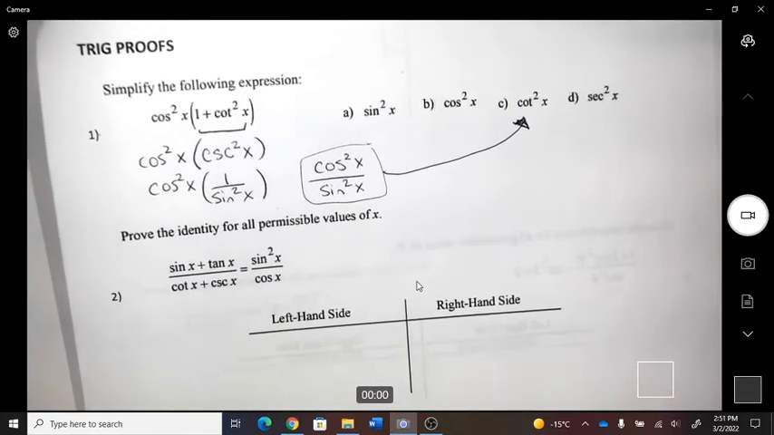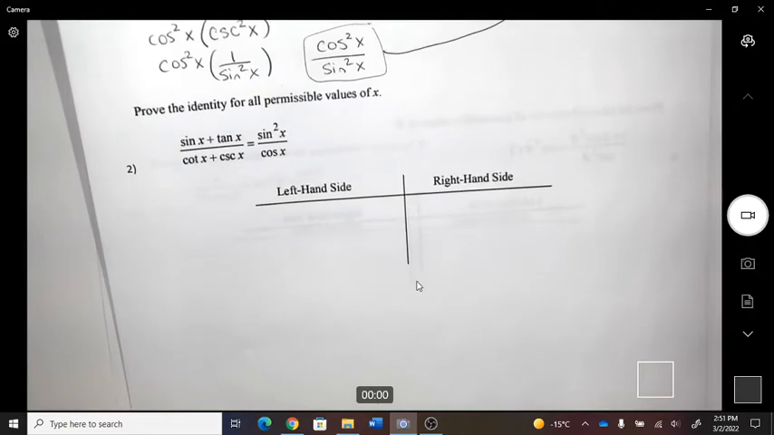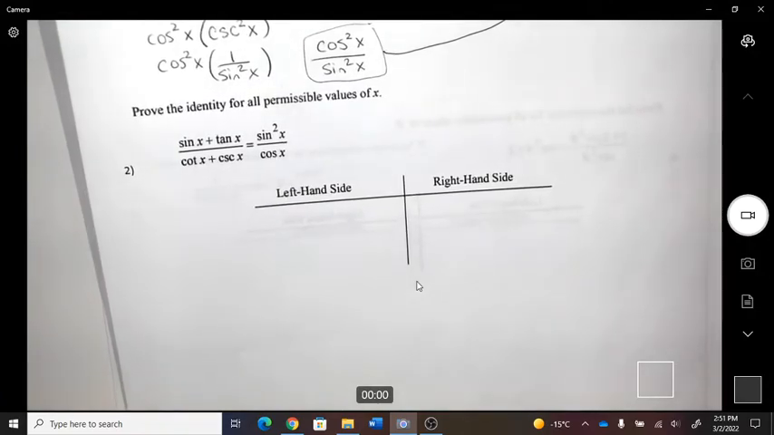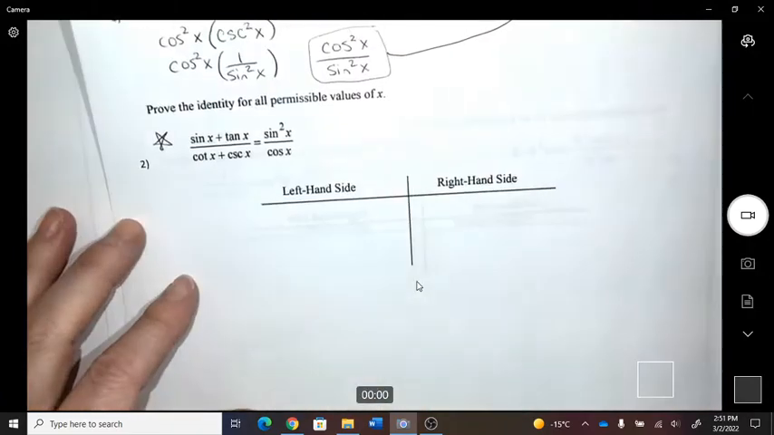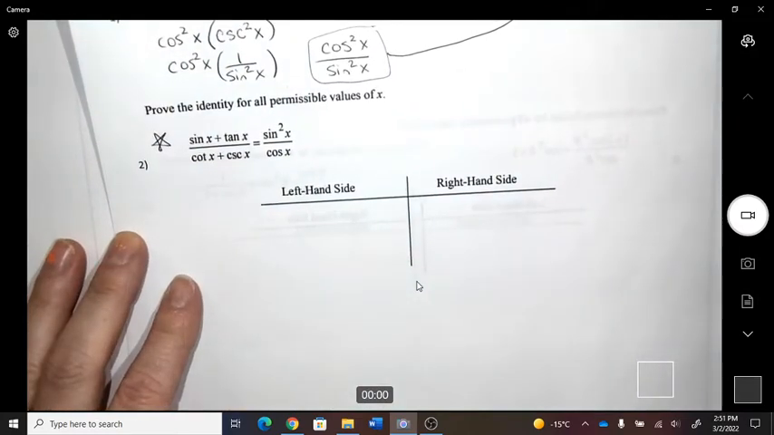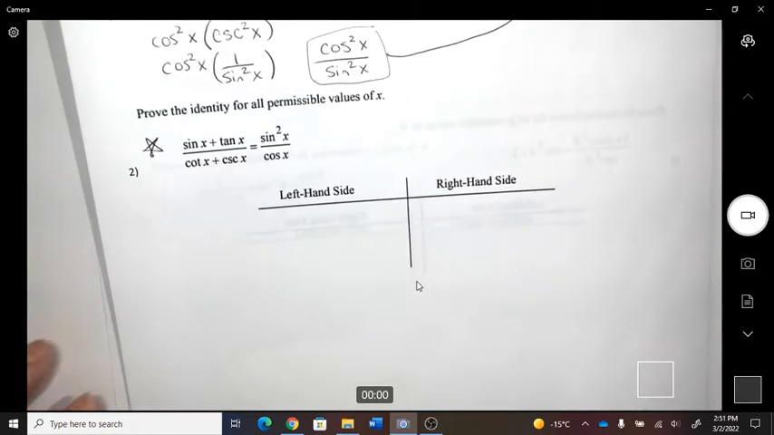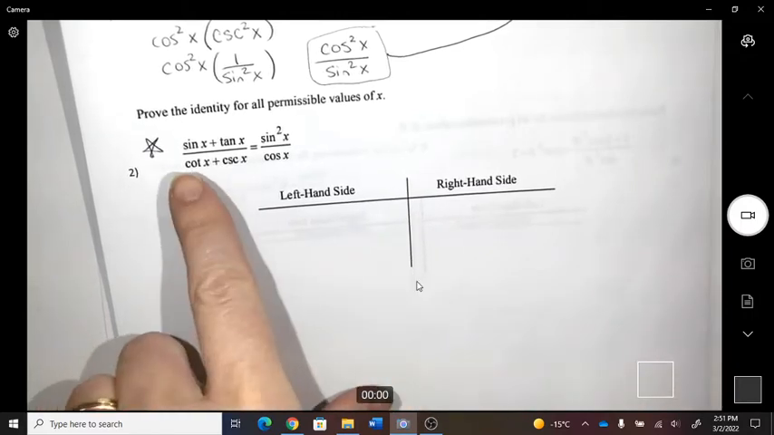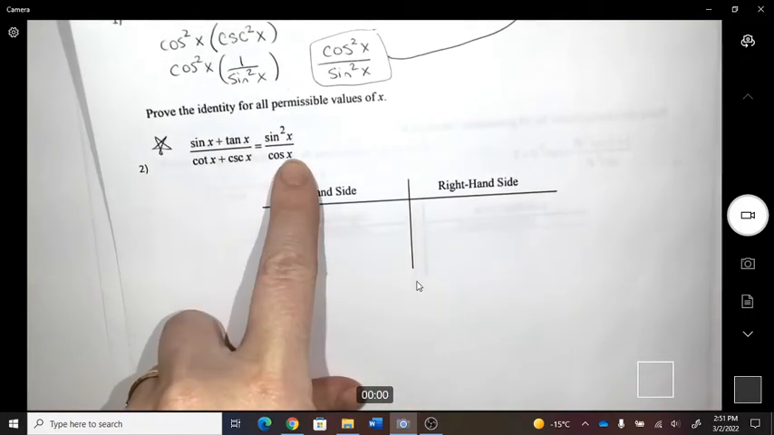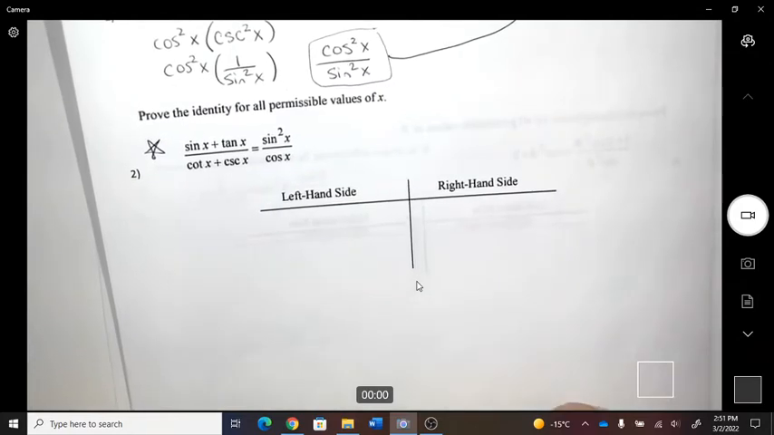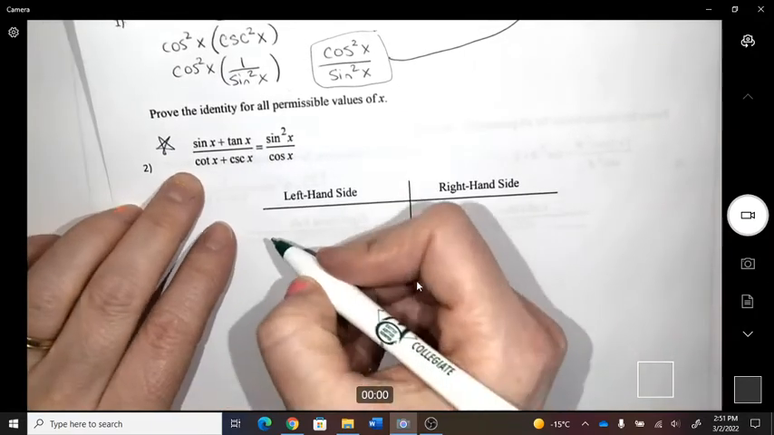Okay, number 2. Which side looks more complicated? I didn't think they looked that hard on either side. I think I'm going to have to work on this side because this one looks more put together, more simplified. My goal is, can we work to make everything look like a sine or a cosine? Okay, so here I go.